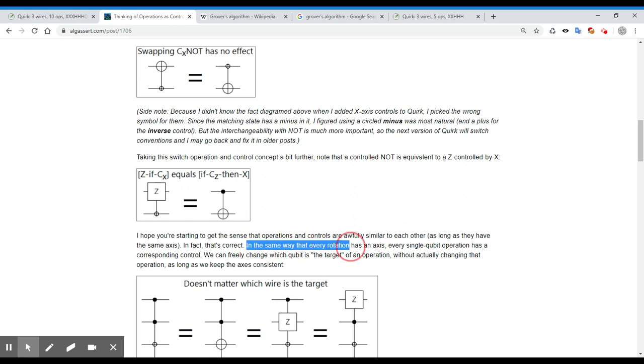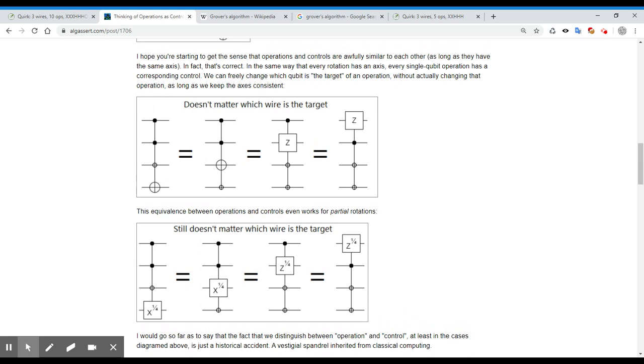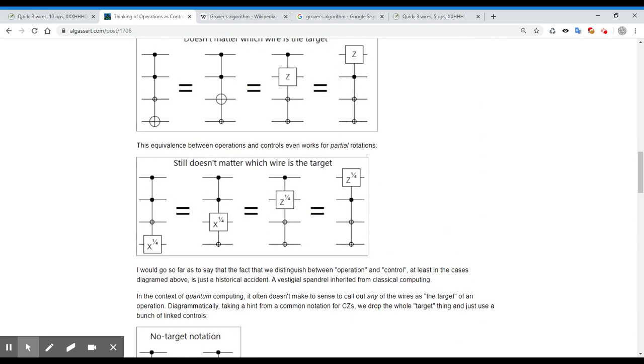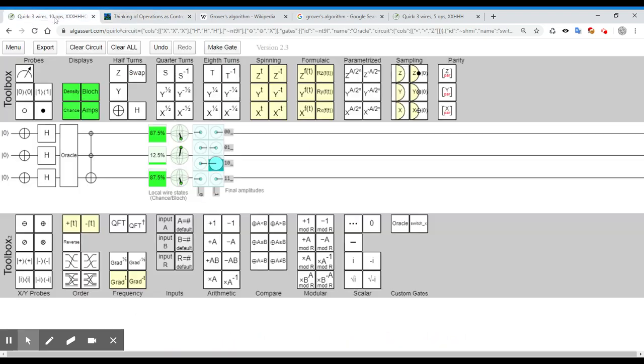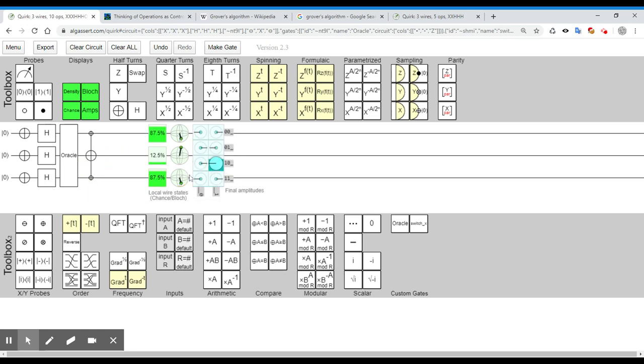So in the same way that every rotation has an axis, every single qubit operation has a corresponding control. We can freely change which qubit is the target of an operation without actually changing that operation, as long as we keep the axis consistent. So essentially, that means it would not make a difference. For example, right? No, exactly.